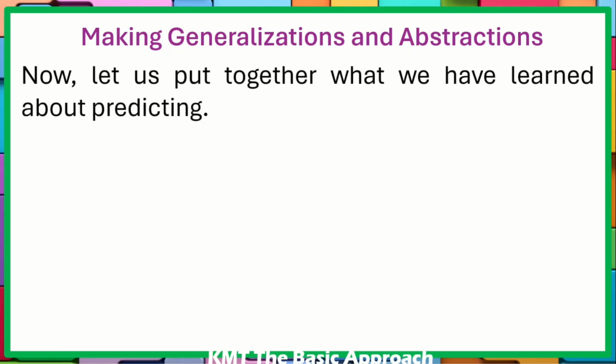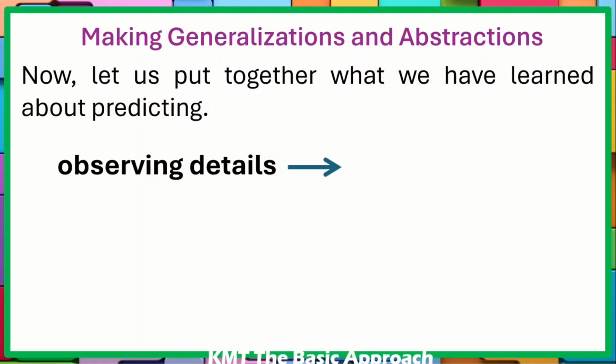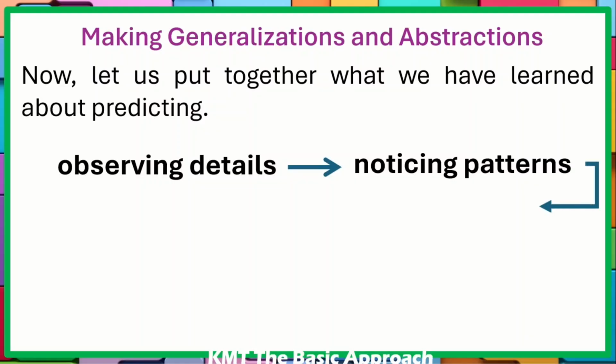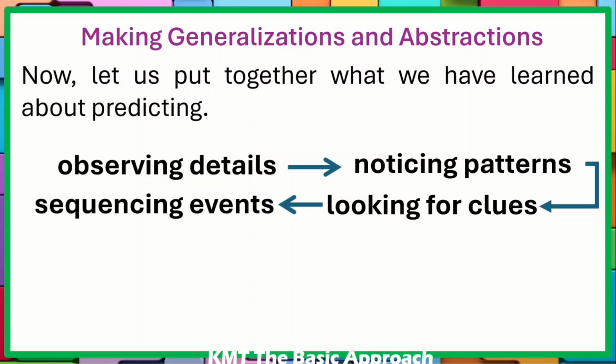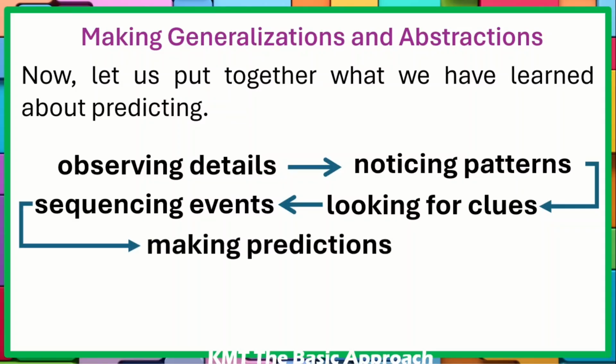Making generalizations and abstractions. Now, let us put together what we have learned about predicting. First, observing details. Second, noticing patterns. Third, looking for clues. Then, sequencing events. Lastly, making predictions.